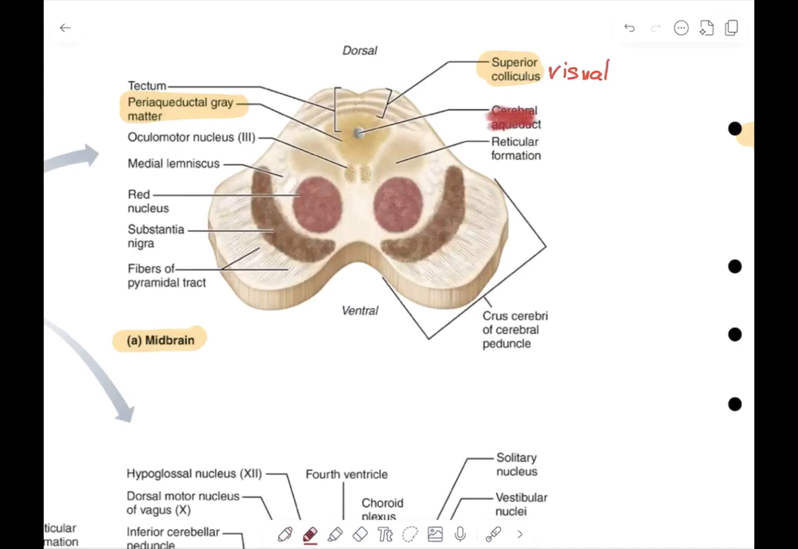I don't know why I accidentally clicked on the wrong one. I did that before.